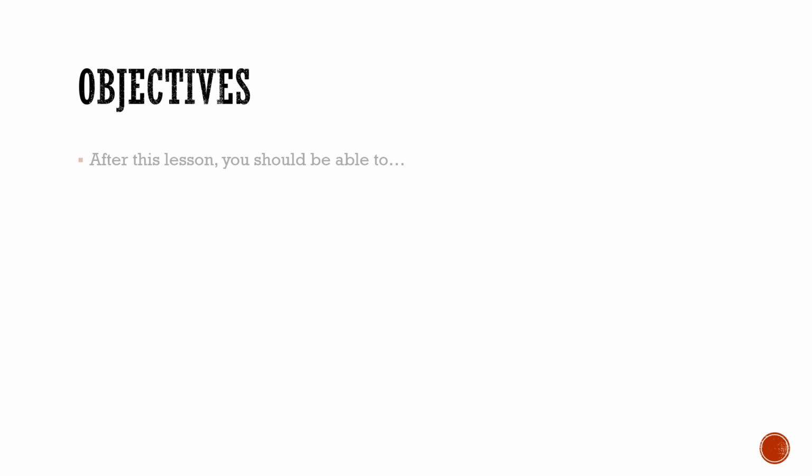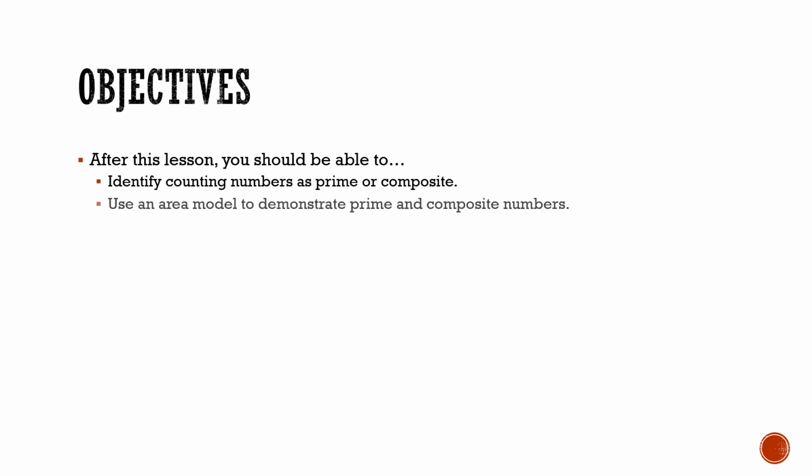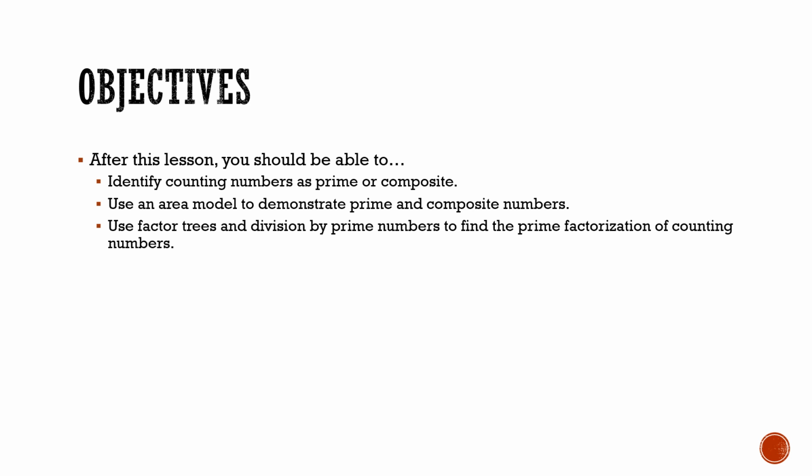Our objectives for today: after this lesson you should be able to identify counting numbers as prime or composite, use an area model to demonstrate prime and composite numbers, use factor trees and division by prime numbers to find the prime factorization of counting numbers, and understand and apply tests of divisibility.